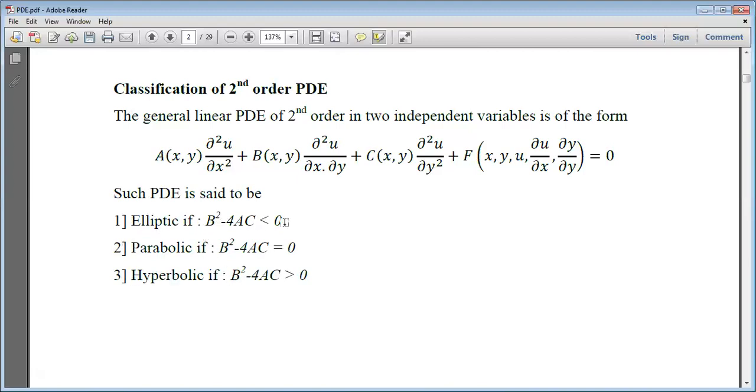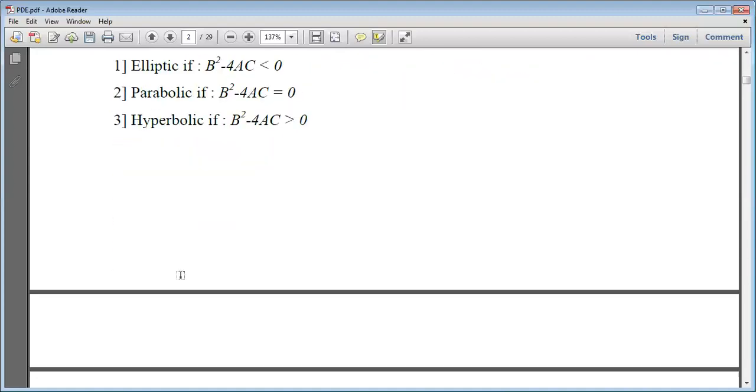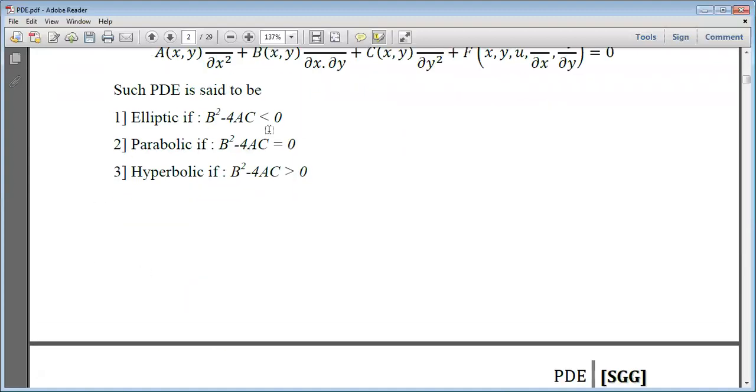If b² − 4ac is less than 0, that kind of equation is known as elliptical. If b² − 4ac is equal to 0, that equation is known as a parabolic equation. And if b² − 4ac is greater than 0, that equation is called a hyperbolic equation. So these are the three classes of partial differential equation.